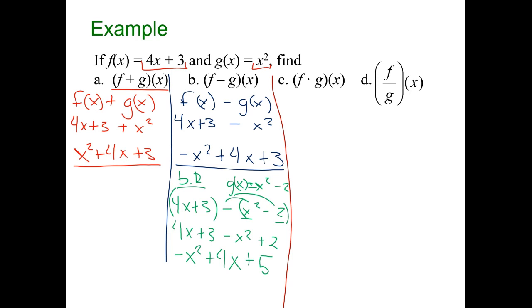F times g of x. We're multiplying them. F of x times g of x. What do I do when I'm multiplying polynomials? Distribute. Yep, we're going to use the distributive property. So x squared times 4x gives me what? 4x cubed. Good. And x squared times 3? 3x squared.